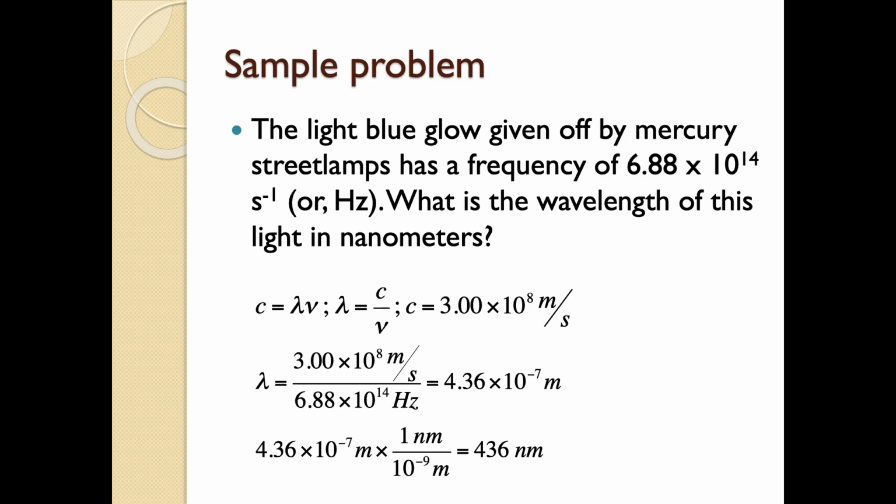So a wavelength of 436 nanometers should be our wavelength for this blue glow given off by these mercury street lamps. And that should make sense, right? We said 380 was the purple end of the spectrum, 436 is close to that, so purple is pretty close to blue in terms of our general color spectrum, so it seems like a reasonable answer.